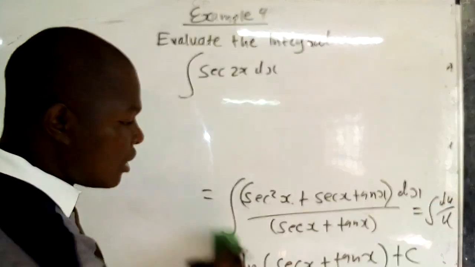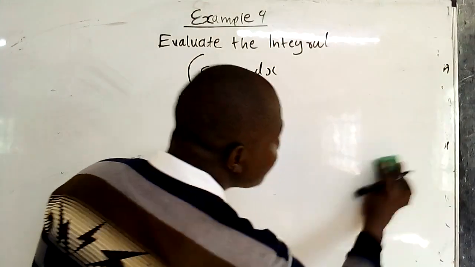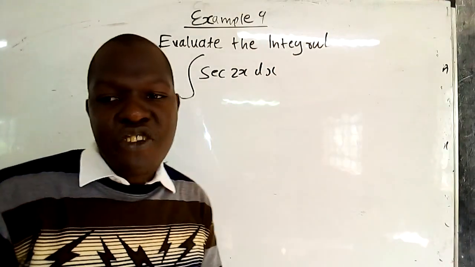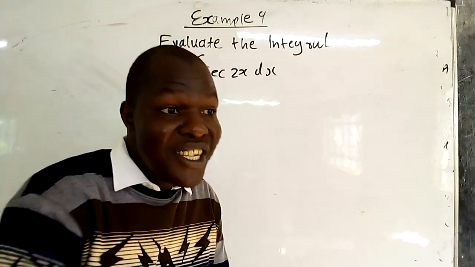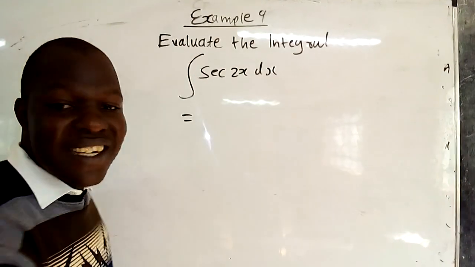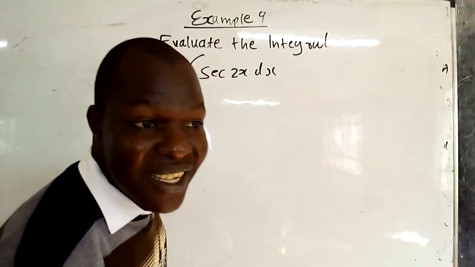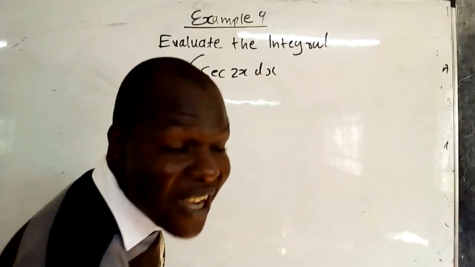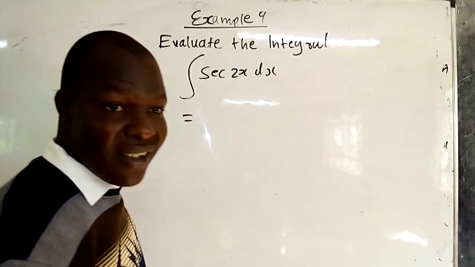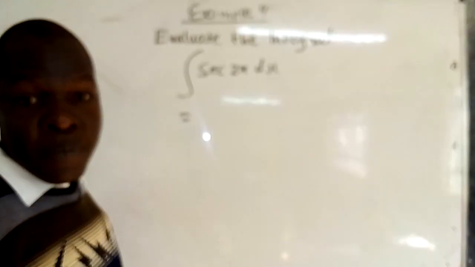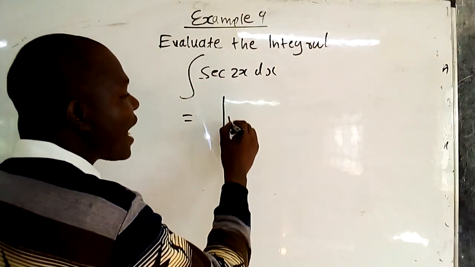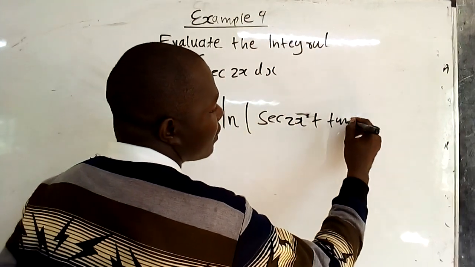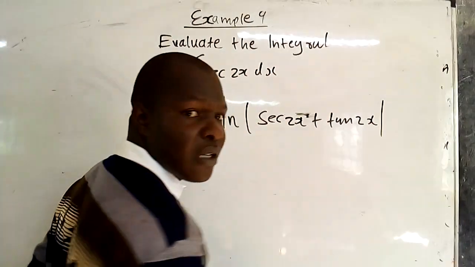Is that okay? So when somebody tells you to integrate sec 2x dx, you know that when you let 2x be t, it's like you are integrating sec t dt. So sec t dt gives ln of sec t plus tan t. Then you put back your t, and divide everything by the derivative of the inner function, which must be a constant. So if you integrate sec 2x, you get ln of sec 2x plus tan 2x.